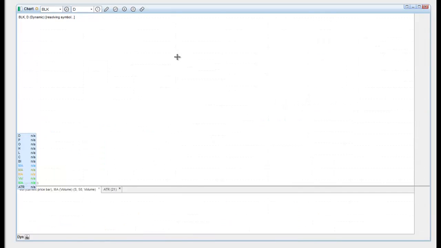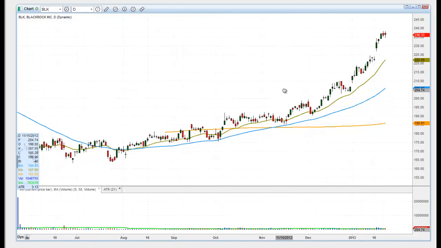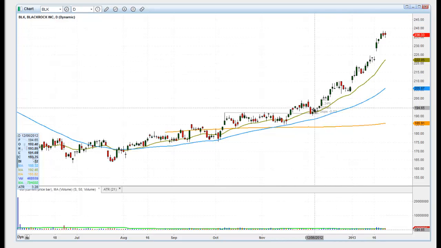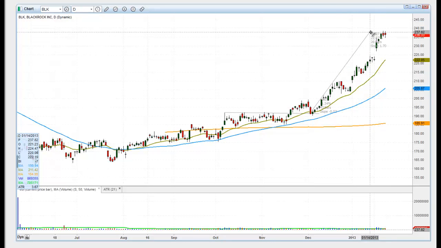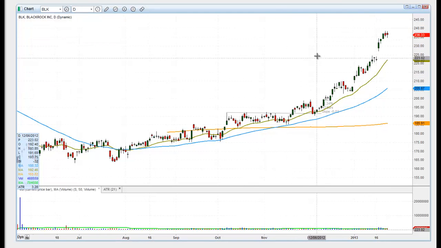And BLK, BlackRock, another one. I mean, base breakout, pullback one, second pullback, and now it's very extended here. Nothing to do with this one really. If you own it, great. It's up 23% from the entry point. I don't know if it's from your entry point. It's up 23 from the base breakout, and it's up 15 from the pullback entry.